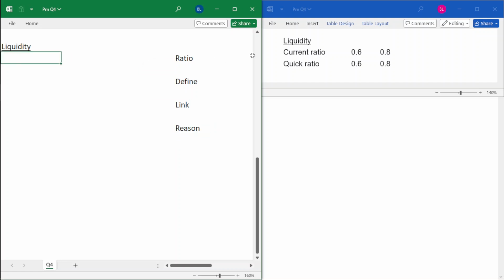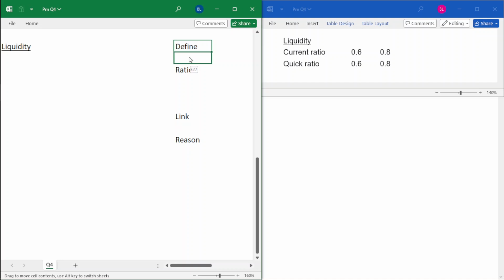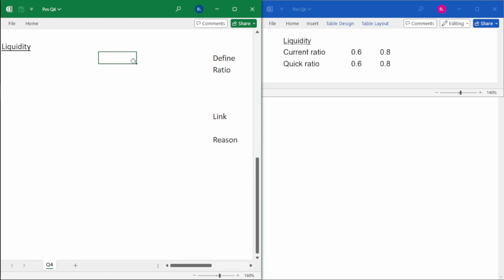Ratio. Liquidity, someone may not understand now. So let's define liquidity. What is liquidity? Liquidity measures a company's ability to meet financial obligations when they fall due. So we've defined it already.